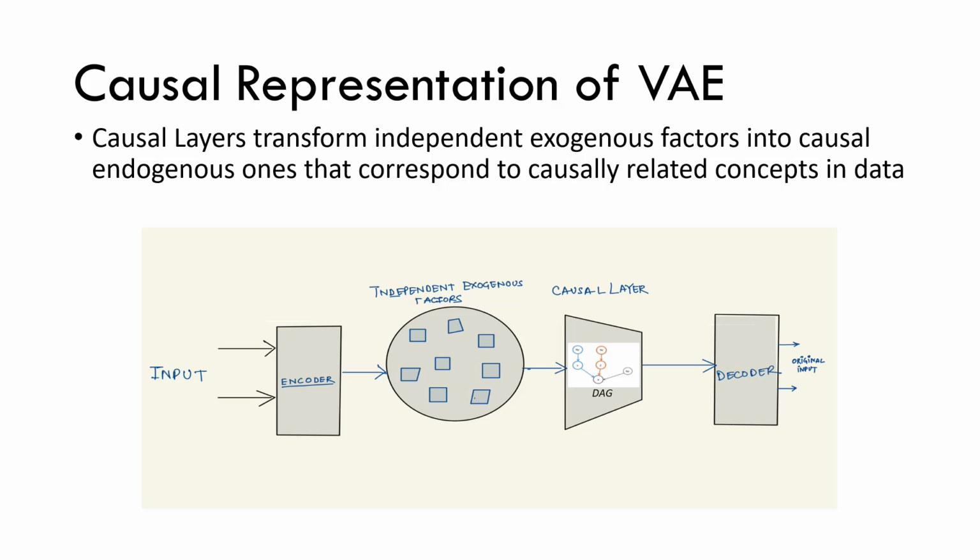So here we explain the causal representation of variational autoencoders. Causal layers transform independent exogenous factors into causal endogenous ones that correspond to causally related concepts in data. The input signal passes through an encoder to obtain independent exogenous factors and then a causal layer to generate causal representation, which is taken by the decoder to reconstruct the original input.